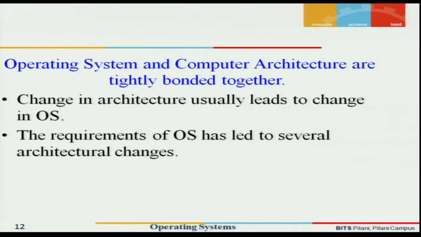We must understand that operating system and computer architecture are tightly bonded. Changes in architecture usually lead to changes in the operating system, and the requirements of the operating system have led to several architectural changes. This statement we would see throughout the course, where we would find that knowledge of architecture is a must for an operating system designer.